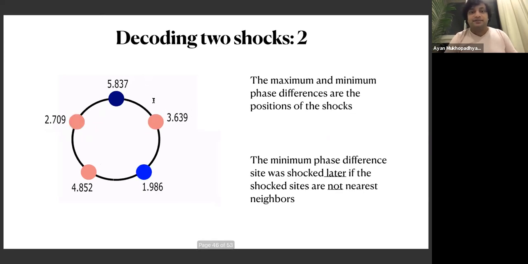On the other hand, if these two positions, the maximum and minimum, are not nearest neighbors, these are still the right places where the shock went in. But now the minimum phase difference site was shocked later if these two sites are not nearest neighbors. So that pretty much covers everything.